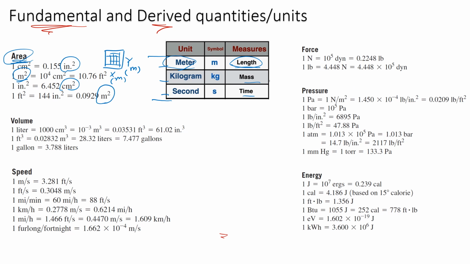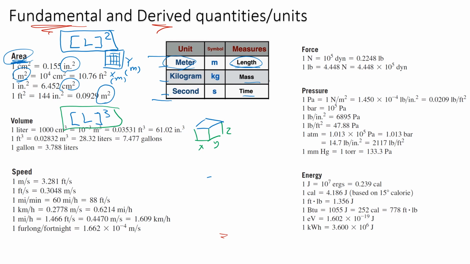So the dimension of this quantity is length L squared. This is the dimension of the area. What about the volume? It's length cubed, as you see here, because if we have a cube and we need to measure the volume of that cube, we have x, y, and z. x times y times z is a length cubed, as we see here, and the unit will be a unit of length cubed, not squared, I'm sorry.